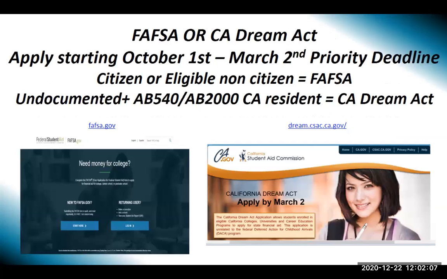So now that we know how much college may cost, the next step is applying for financial aid. To apply for financial aid, you have to file a FAFSA or California DREAM Act. The application window opens October 1st, and it is highly encouraged that you submit your application before the priority deadline, March 2nd, to maximize your awards. To file a FAFSA application, you need to be a citizen or eligible non-citizen. And to file a California DREAM Act, you need to be an undocumented AB 540 or AB 2000 California resident. You may file either application, but never both.